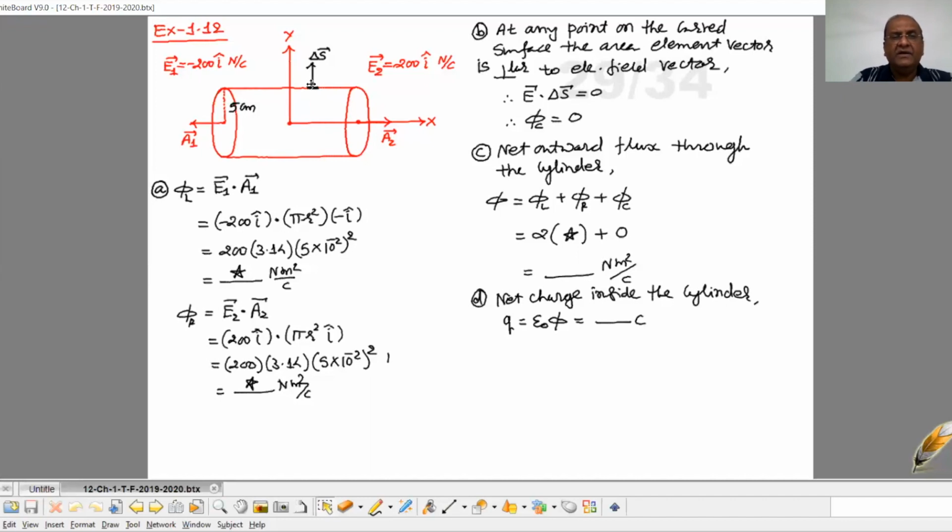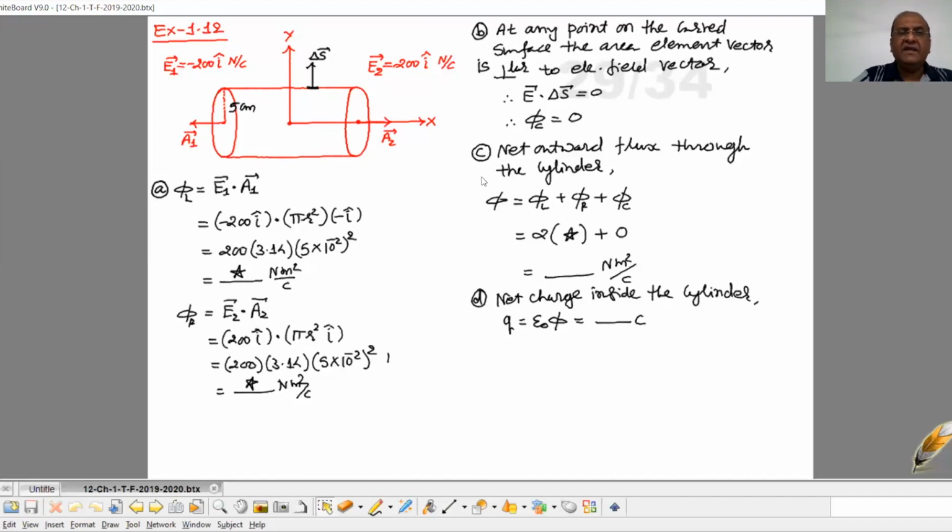Now here, the area vector for this surface element is perpendicular to the electric field vector. Either you take this one on the right hand side, or if you take it on the left hand side, means on the negative x side, in both cases delta S is perpendicular to the electric field vector. Therefore, E dot delta S is 0. So the flux associated with the cylindrical surface is equal to 0.